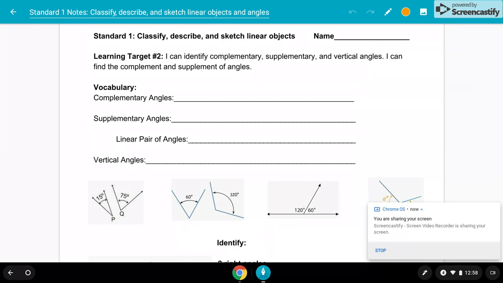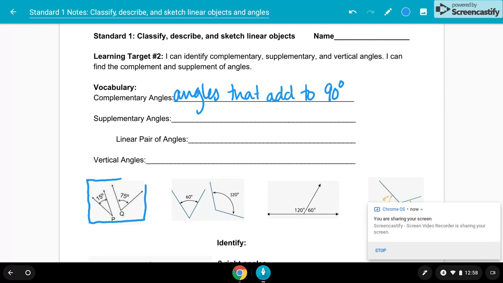We're going to start with complementary angles. And complementary angles are angles that add to 90 degrees. For example, angle P, if you guys are looking right here, 15 plus 75 is 90. So angle P and angle Q are complementary.